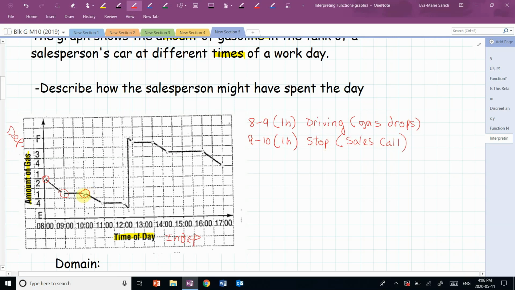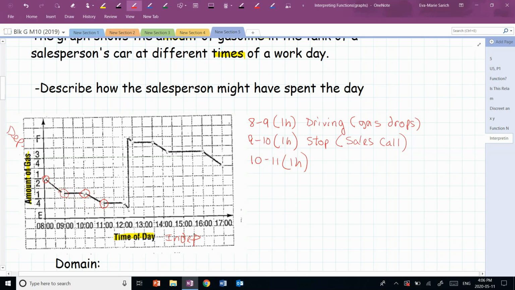The next stage goes from 10 to 11. So between 10 and 11, again, there's 1 hour, and you can see the gas is dropping. Now, in that hour, it doesn't seem to drop quite as much as the first hour, right?